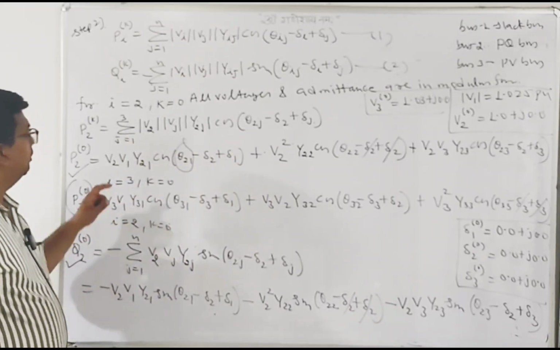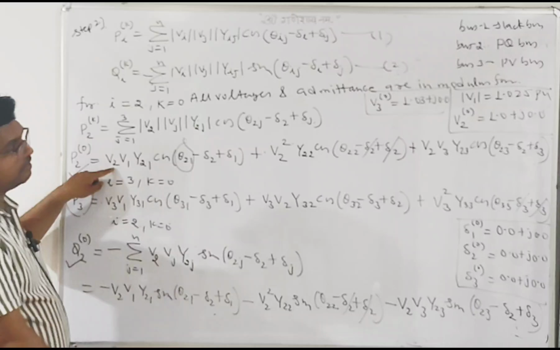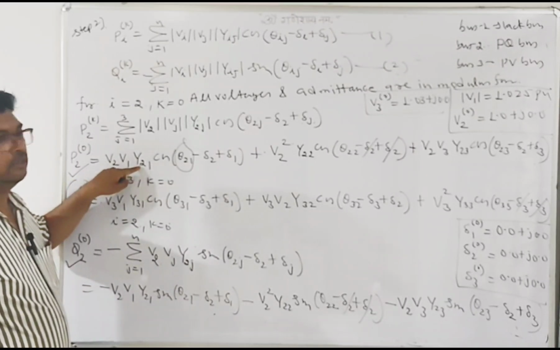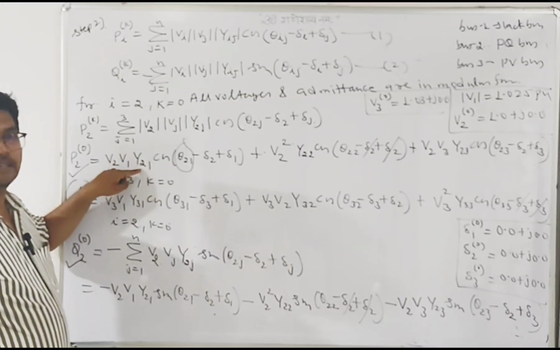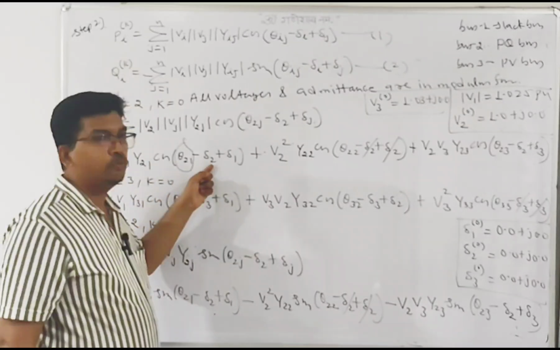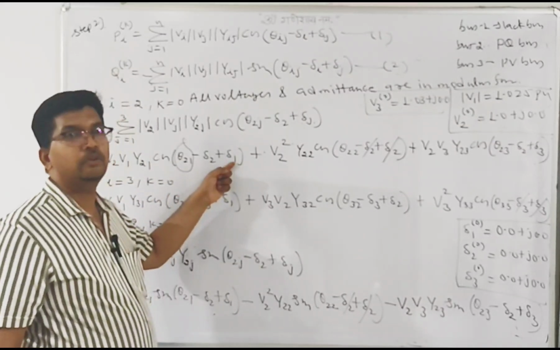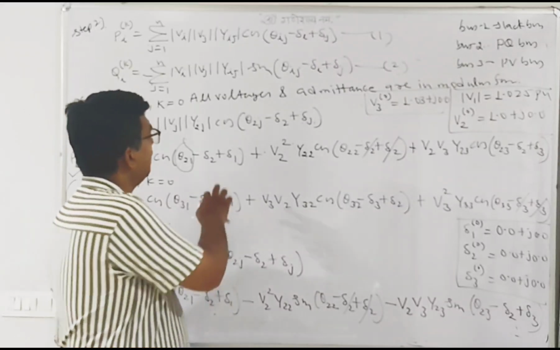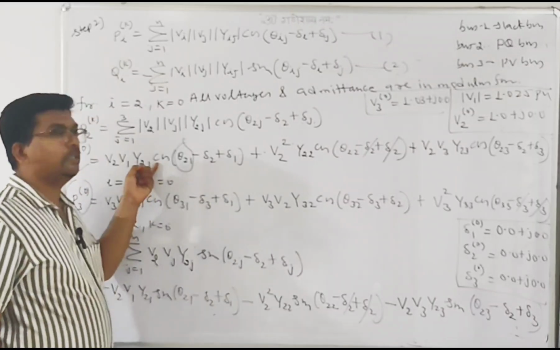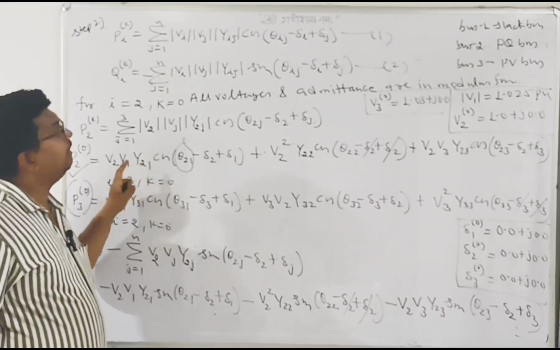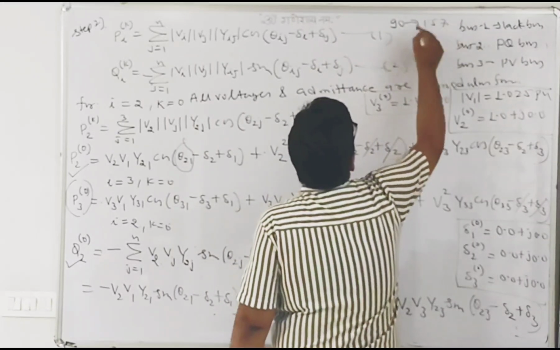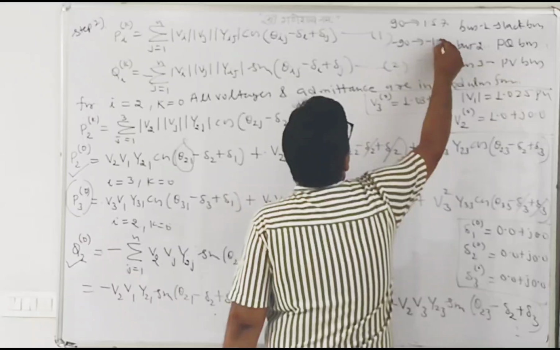Now what is V2? We know very well. What is the value of V2? 1.0. What is V1? 1.025. What is Y21? That we have already determined in the Y bus matrix. What is theta 21, the corresponding angle in radians? What is delta 2? 0. Delta 2, delta 1, 0. So initially these angles are zeros. And I already told you, because the line is reactive, the admittance angle of plus 90 degrees corresponds to 1.57 and minus 90 corresponds to minus 1.57.